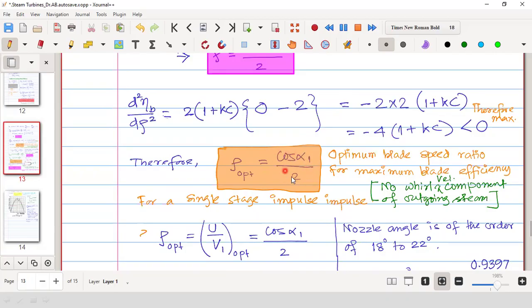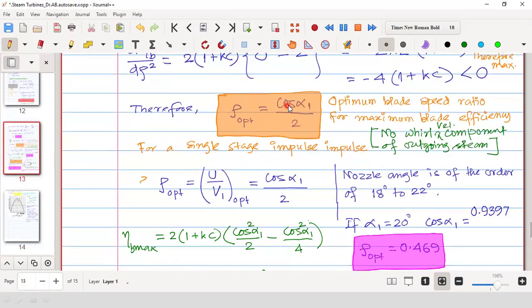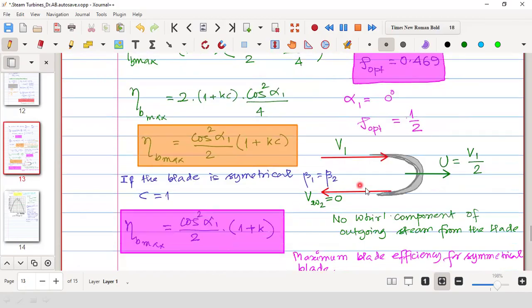So cos alpha is a deciding factor for the optimum blade speed ratio. Cos alpha is playing a role. The optimum value of this is cos alpha 1 by 2. So that is actually playing the role.